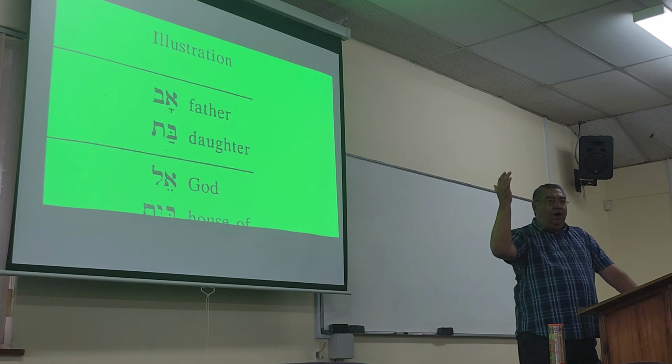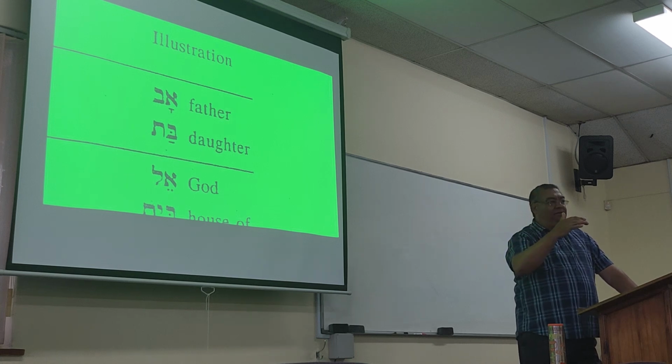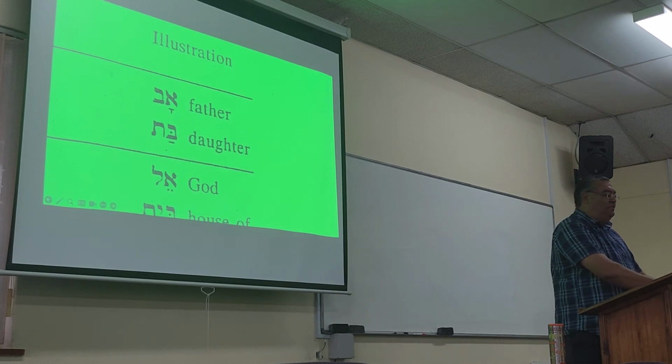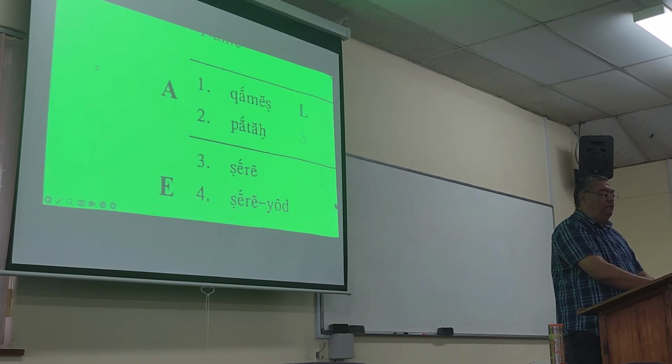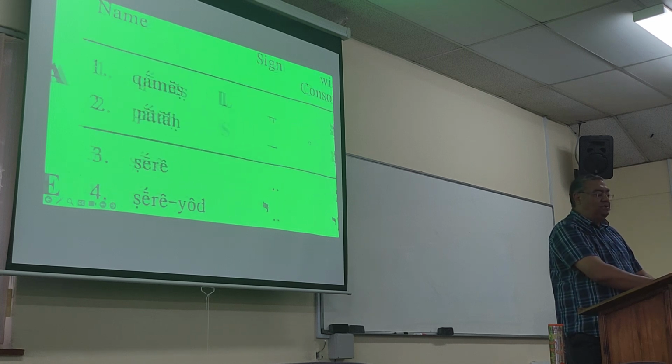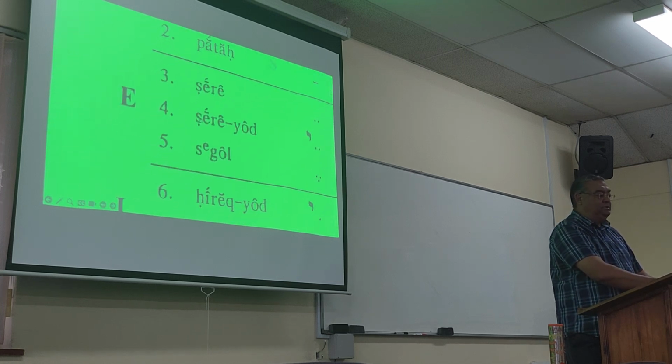Av, you hear the long A sound. Bat, you hear the short A sound. Okay? Everybody with me? So that then is your first class of vowels, the A class vowels, named Kametz and Patach. Kametz is a long sound, Patach is a short sound, and those are the symbols.